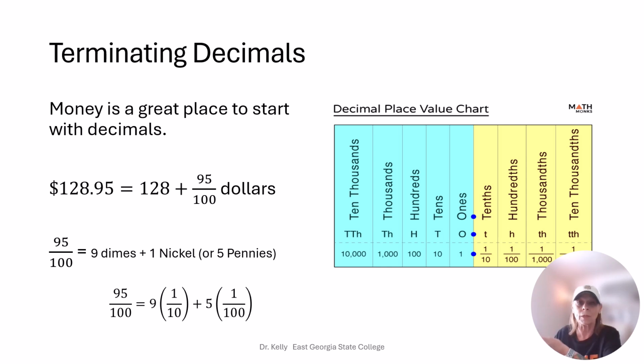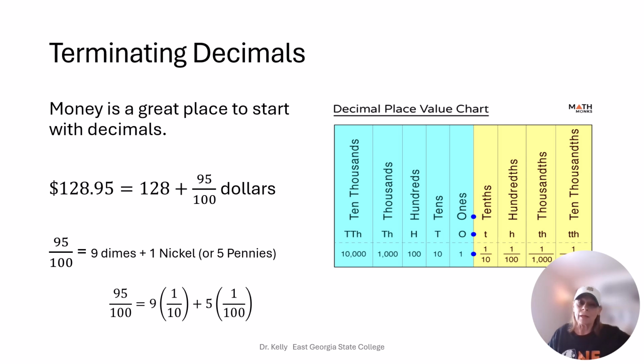And money is always a great place to start, as money is a good place to start when you're talking about integers and introducing negative numbers. When you start talking about decimals, it's a great place to talk about it there as well, because most of your students are already familiar with money. So let's take $128.95. We can break that down into 128 plus 95 over 100 more dollars.